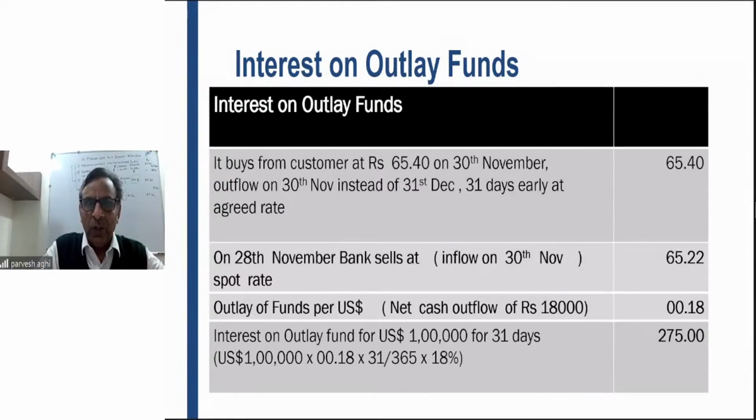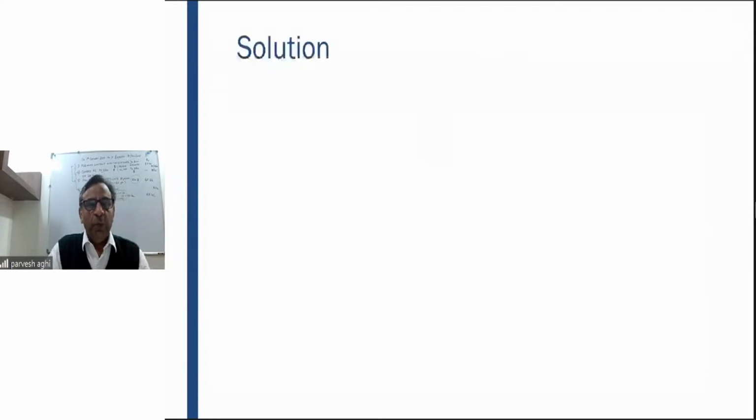Because the loss and everything we have already covered in the swap loss, this is just an inflow and outflow of funds. So there was an extra outflow of funds which happened, which was 18,000. This would have happened after a month, but has happened on 30th November. So the bank is going to charge interest for that. So $1 lakh for 31 days, at 0.18 rupee per dollar, for 31 days at 18%, the rate of interest given in the question. It comes to 275. I hope it is now clear.